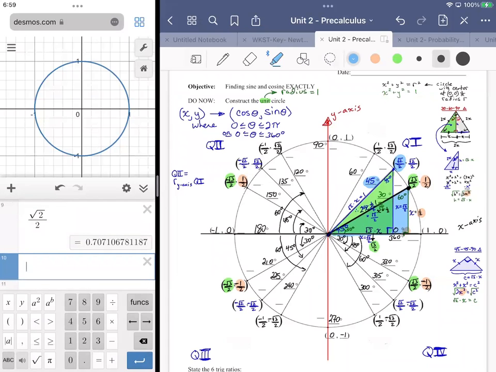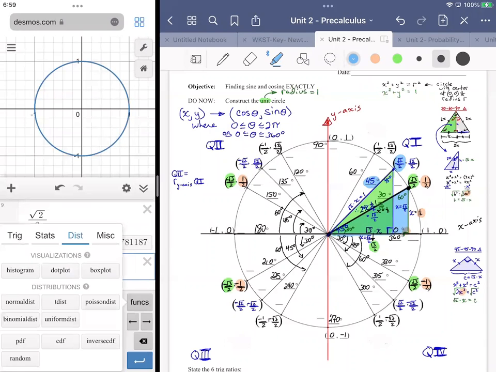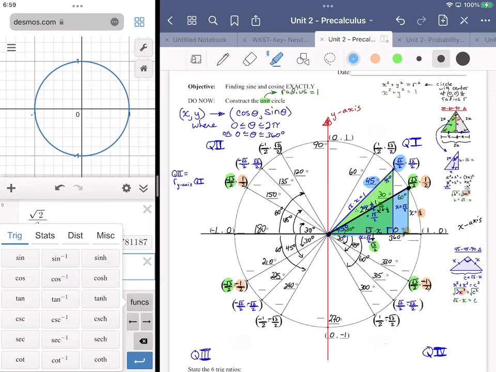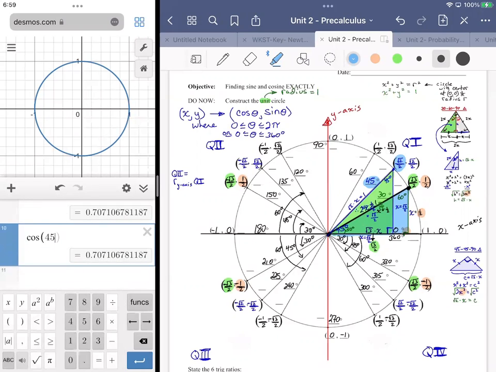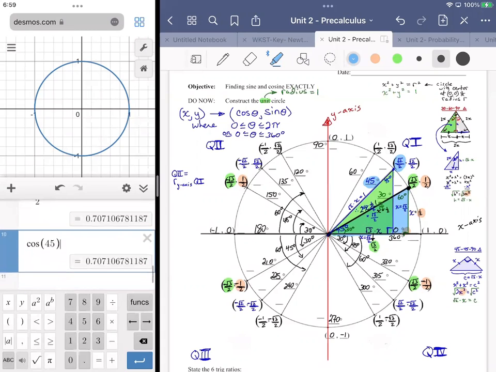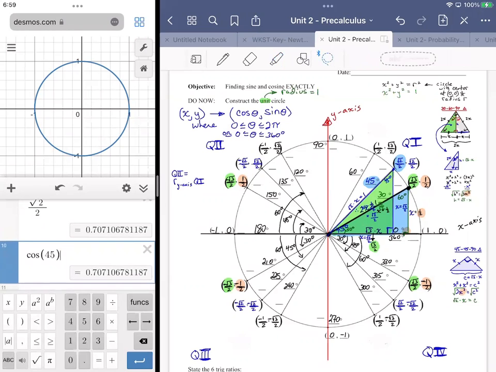Cosine of 45 degrees, let me just put my calculator in degree mode. I hit that little wrench at the bottom. You have a choice between radians and degrees. I'm going to put it in degrees. Go to trig, cosine, 45, same disgusting decimal. But one of them is a nice clean radical 2 over 2, and the other is just a disgusting decimal. So that shows you a little bit of the benefits of it.